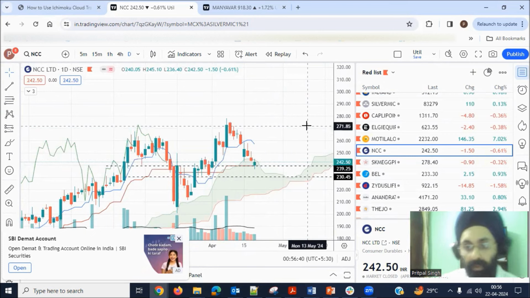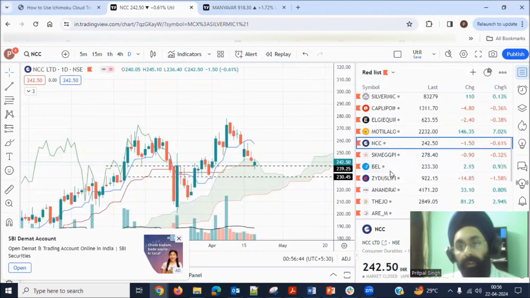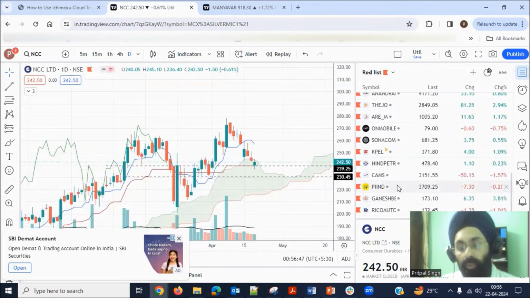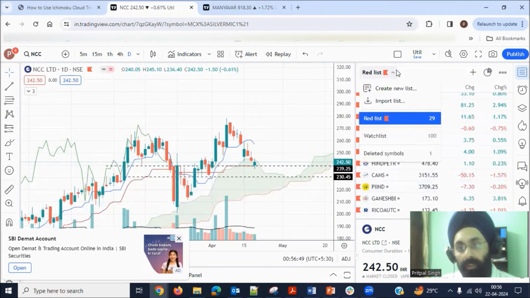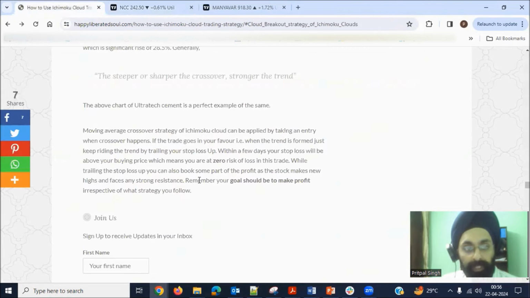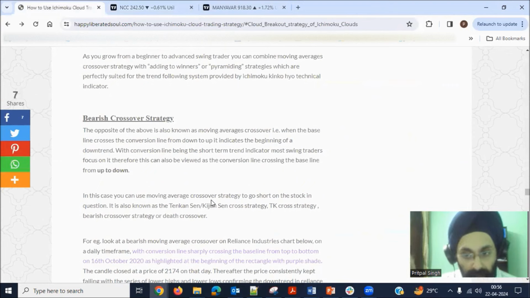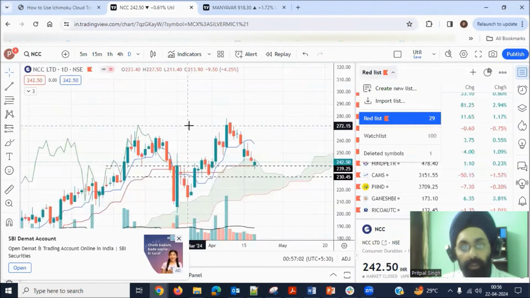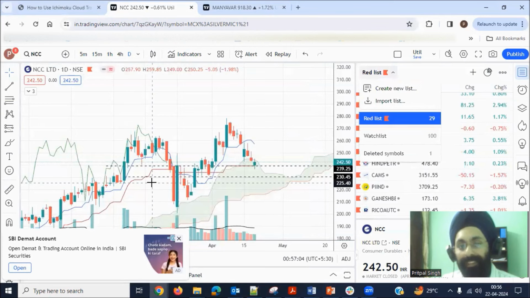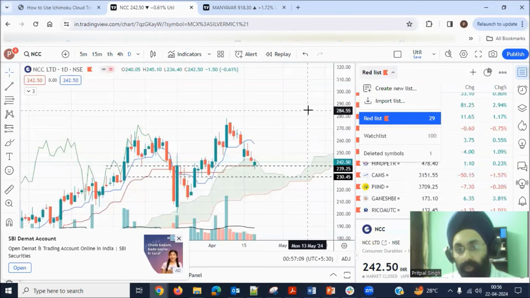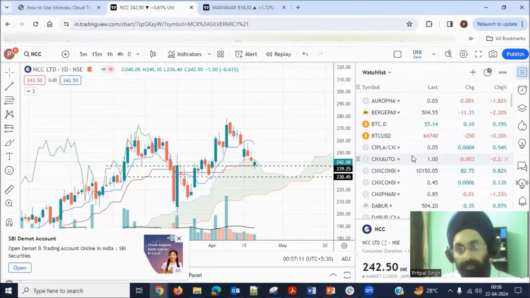So this was the Ichimoku cloud bullish crossover strategy. And if you want to, there is a corresponding bearish crossover strategy as well. Just like we had a cloud breakdown, we have a bearish crossover strategy, and it happens when the blue line crosses the red line from above to below. Like in this case, it has happened, but I will show you a better example.